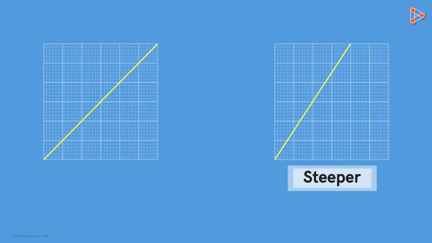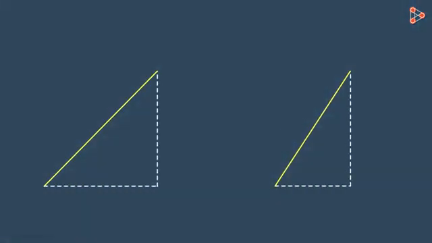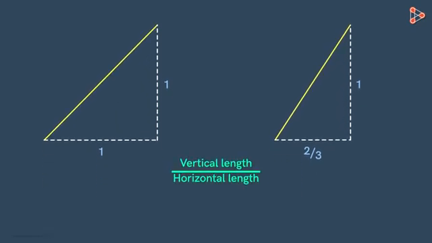One simple way is to draw the horizontal and vertical lines like this, measure their lengths, and find the ratio of the vertical length to the horizontal length. On substituting the values, we get 1 and 1.5. The second ratio is clearly greater.